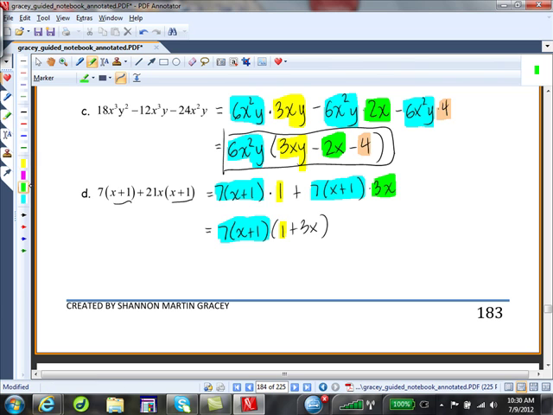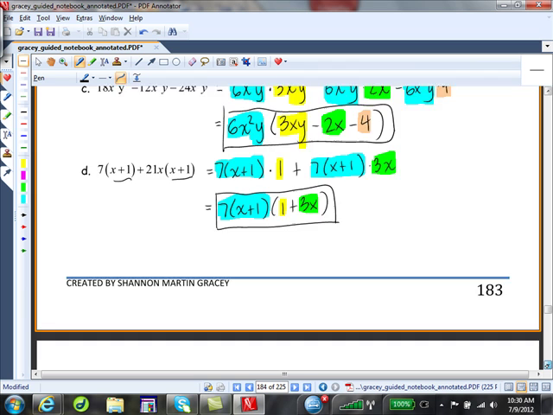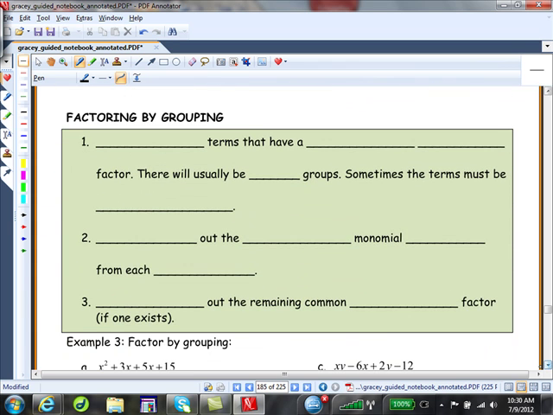So that one was a wee bit tricky, but that's okay. All right, next up, that was an intro into factoring by grouping. So the steps for factoring by grouping are, we group terms that have a common monomial factor. There will usually be two groups. Sometimes the terms must be rearranged.